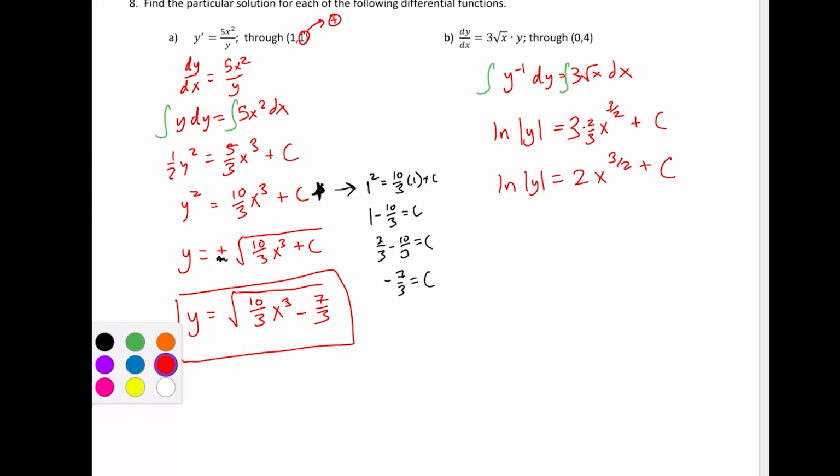And now I want to get rid of the natural log, so I'll exponentiate both sides. I'll just keep rolling with it. Here we want to get rid of the absolute value, so we need to decide plus or minus, and we're going to do plus again because our output is positive here. So y is equal to e to the 2x to the 3 halves plus c. And so now I'm going to use the coordinate 0, 4, and I'm going to use this last equation here to get it.